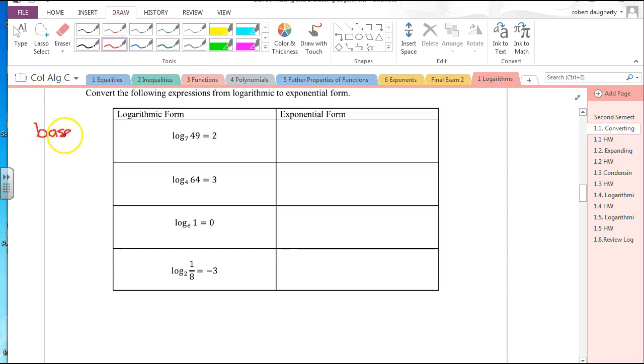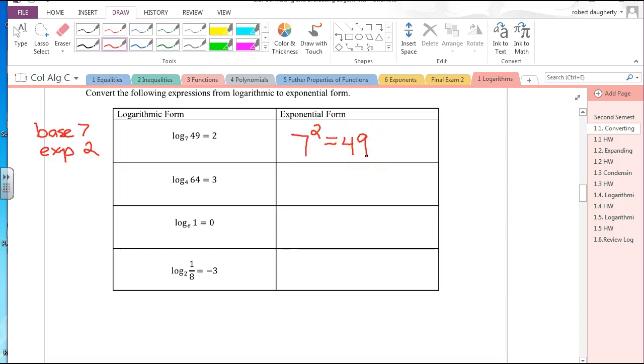The base is 7. And which of those numbers is the exponent? The exponent is 2. In log form, the exponent is always found by itself on the other side of the equal sign. Now, to write this in exponential form, this means 7 to what power? 7 squared equals 49. That's exponential form.